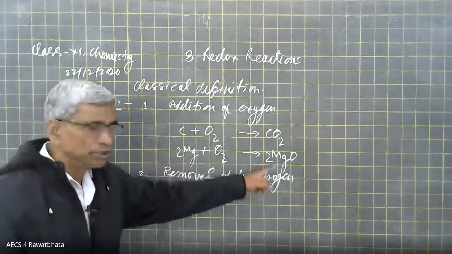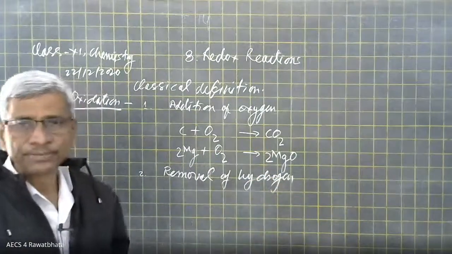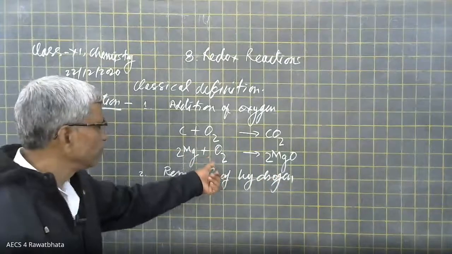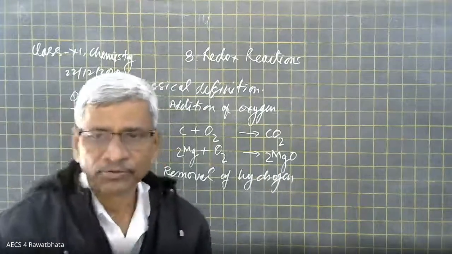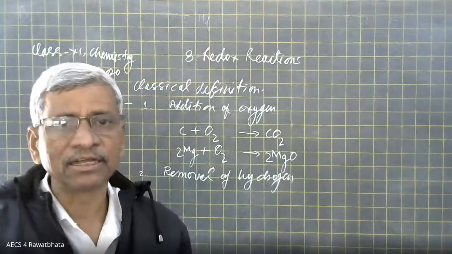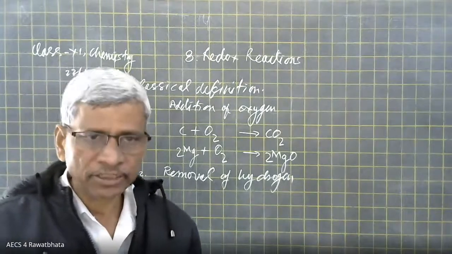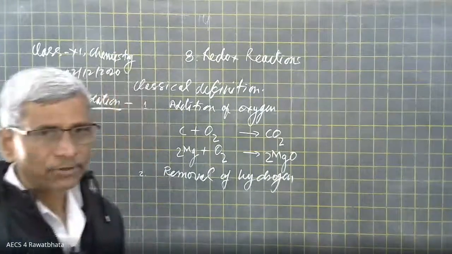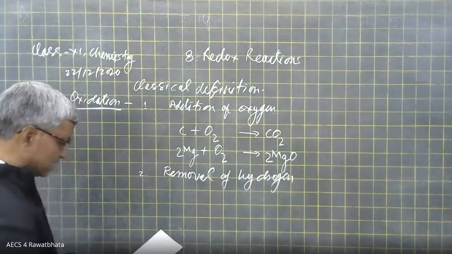Magnesium is oxidized into MgO and oxygen is reduced into MgO. That term we are going to take. No reaction is only oxidation or only reduction. If oxidation is going on, then reduction is also going on simultaneously. It is a simultaneous process. So removal of hydrogen is oxidation reaction.